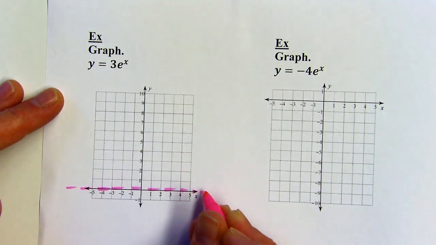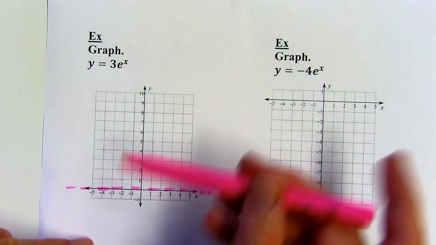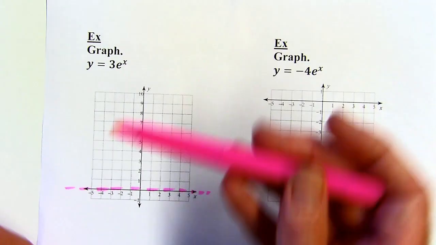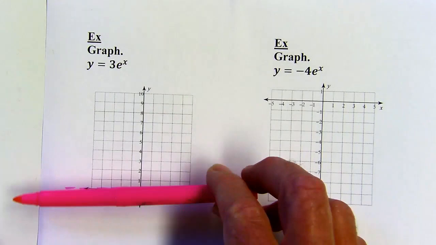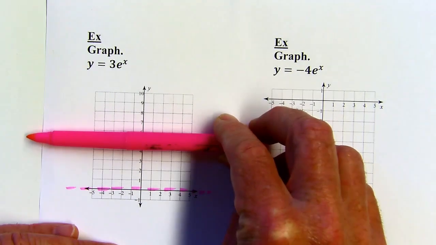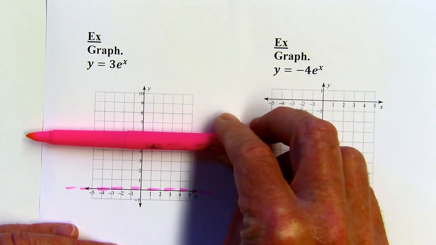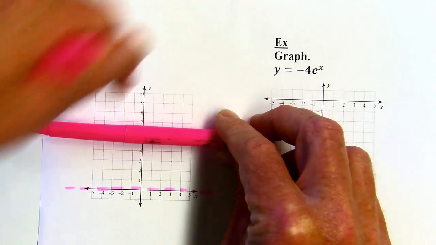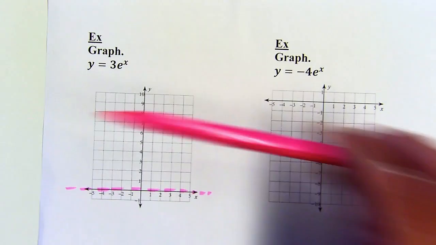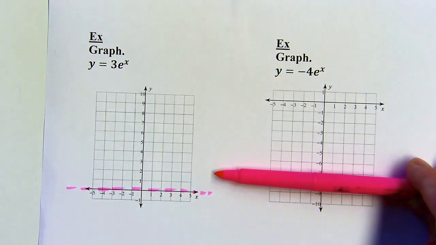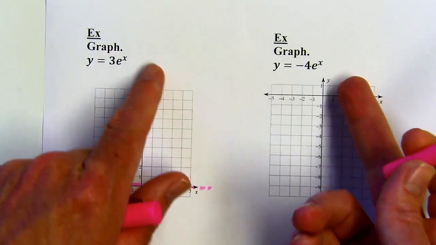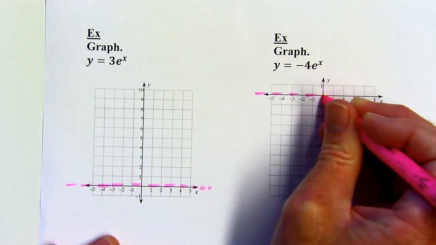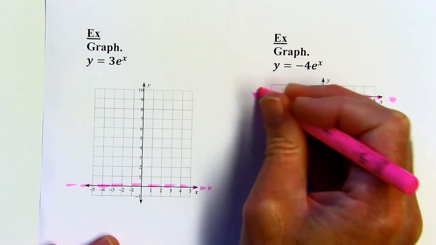The reason I know that this is going to be the x-axis is because there's nothing added or subtracted to the end of the function. Sometimes you'll have a horizontal asymptote that might be at y equals 5, but you'd have to have a plus 5 at the end of your function, or if you had a minus 8 or something, then it would look like that. But these just have a plus 0 at the end. So for both of these, my horizontal asymptote is going to be on the x-axis.